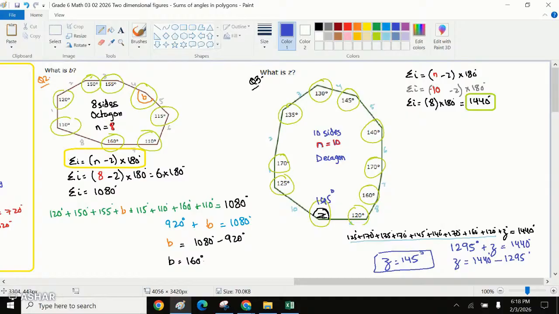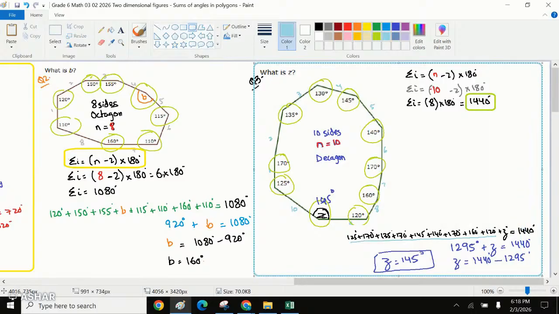What we are trying to do is add all the numbers together and subtract from the sum. Okay? Is there any question that needs to be answered? If there is any question, do let me know, please.